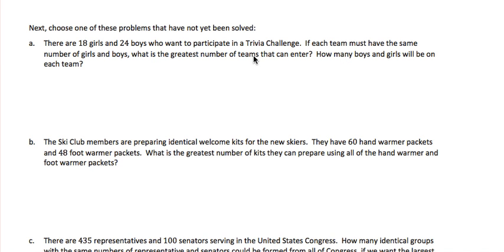So to answer the first question, you are going to find the greatest common factor. The greatest number of teams is the greatest common factor of 18 and 24. When you find that greatest common factor, to find out how many boys and how many girls will be on each team, you'll need to divide the number of girls by the greatest common factor and the number of boys by the greatest common factor. So in your answer for the second question, you will have some number of boys and some number of girls, and it won't be the same number of boys as girls.